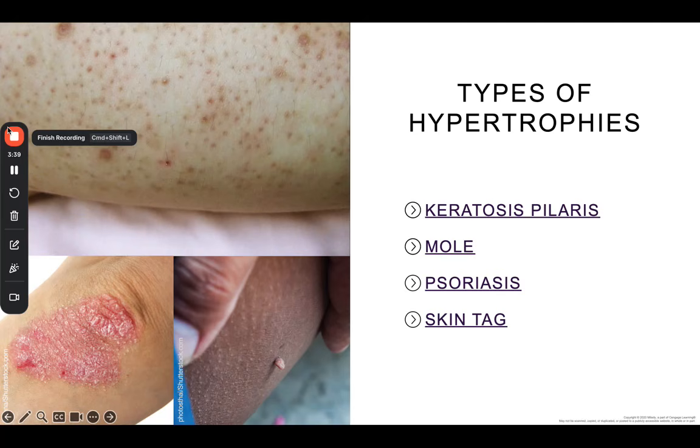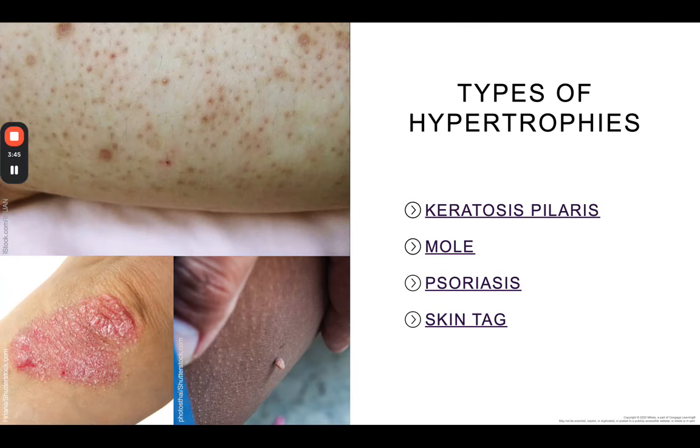Then we have psoriasis. So this bottom left picture is an example of what psoriasis looks like. I want you to write down psoriasis, and I want you to write down white silver scales or white silvery scales. I promise you're going to see that on your state board exam, especially if you're in Texas. They find a way to throw that in there somewhere. They want to make sure that you at least know what psoriasis is.